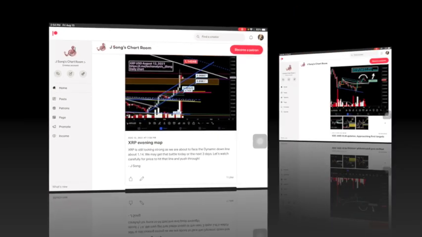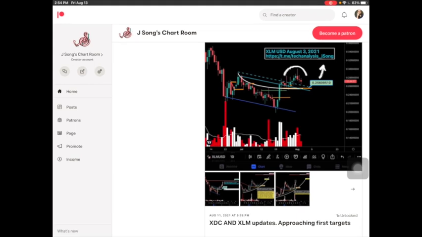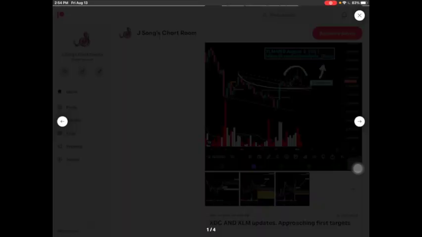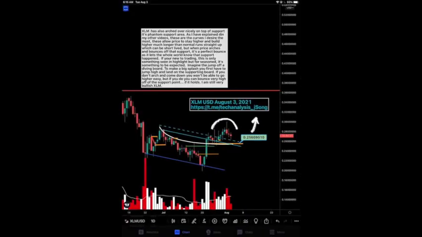Let's get into XLM. All right, if we come over to XLM on the chart room, you can see that I was posting targets here and setups. I had said that this was a nice curve on top of a phantom, so this was a very good support, and we were looking to go up.